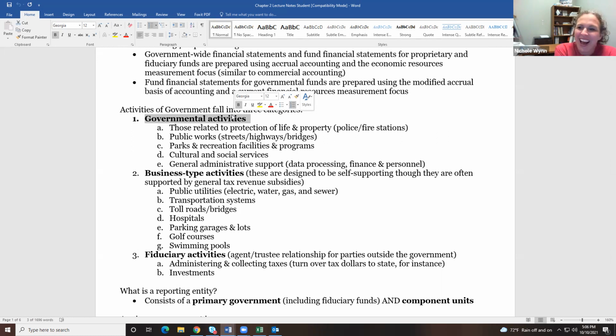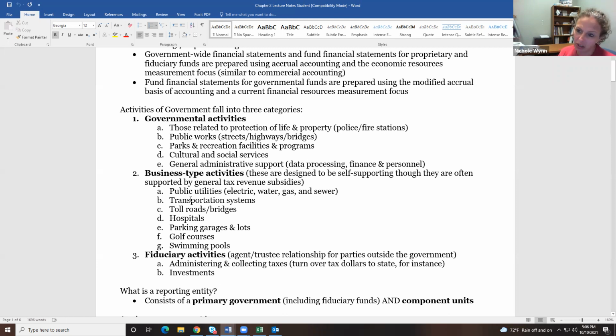Important information. Okay, so governmental activities are the ones that are basically benefiting the whole group of people, like the whole town, the whole city. So ones that protect life or property, like police and fire stations, streets, highways, bridges, parks, cultural and social services, general admin support, that kind of stuff.